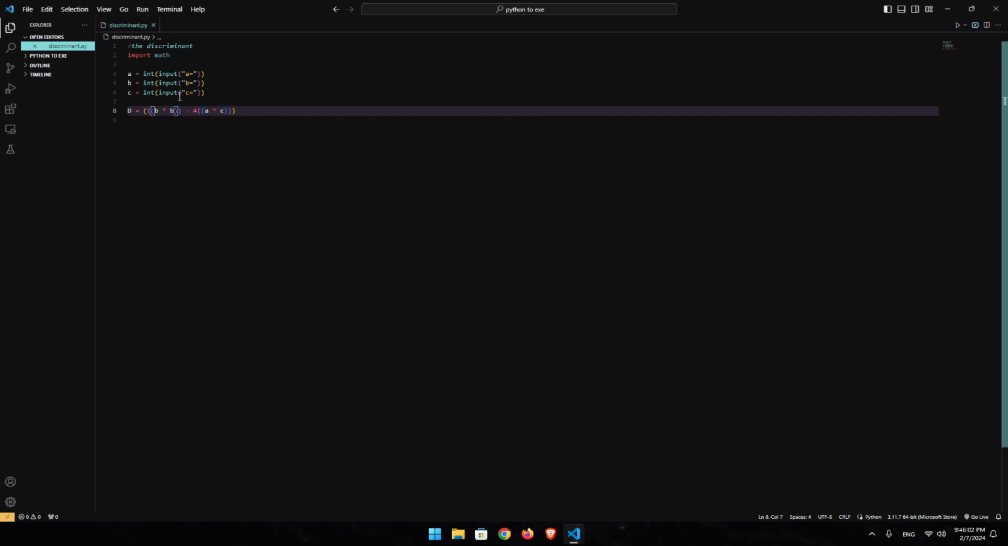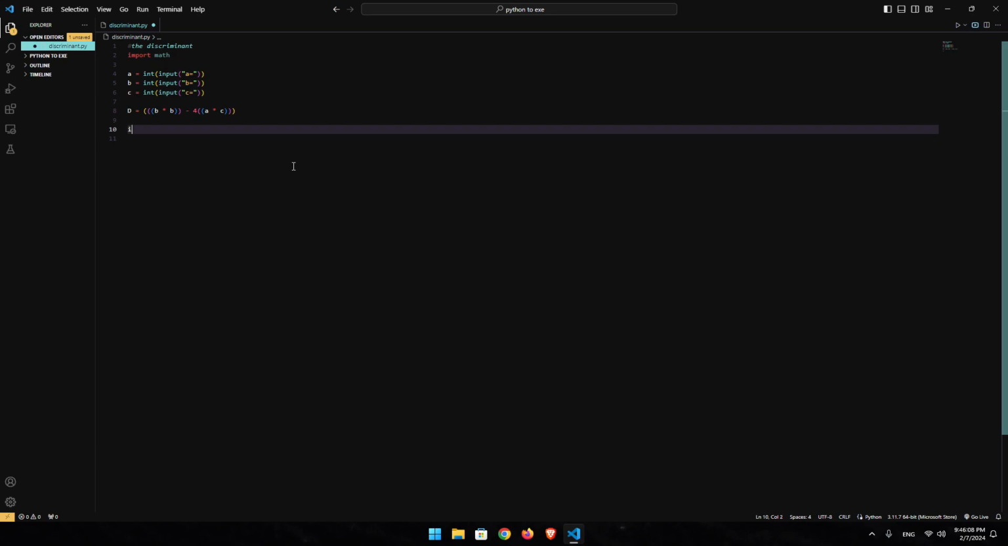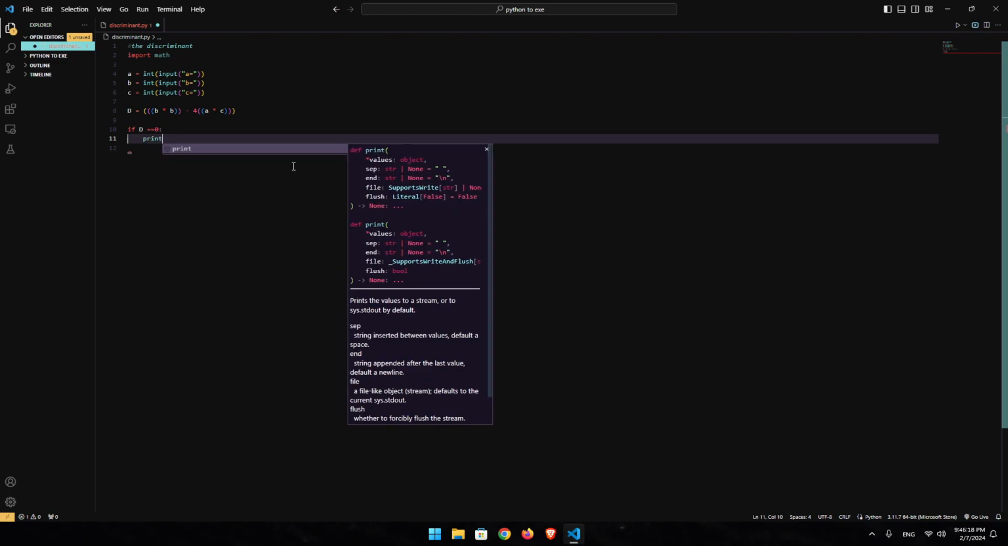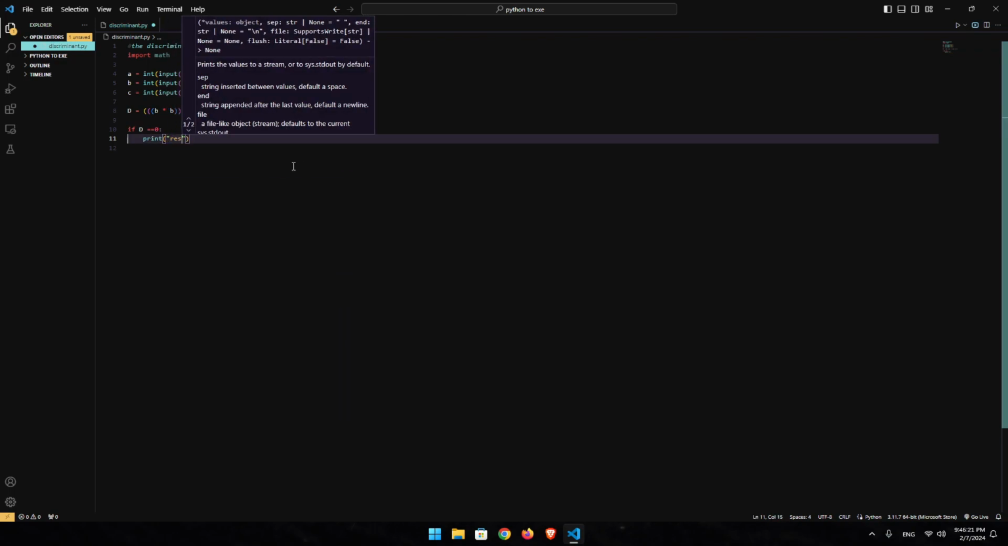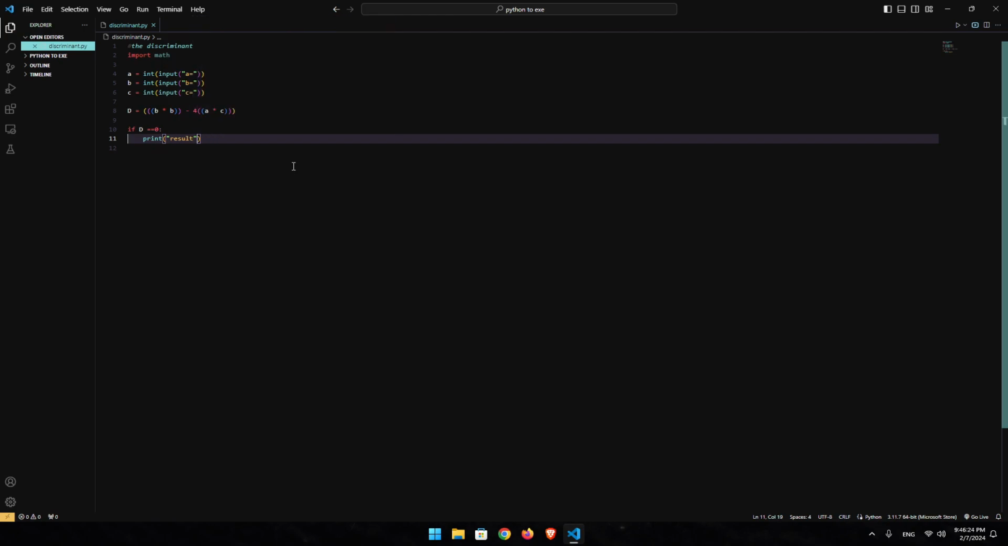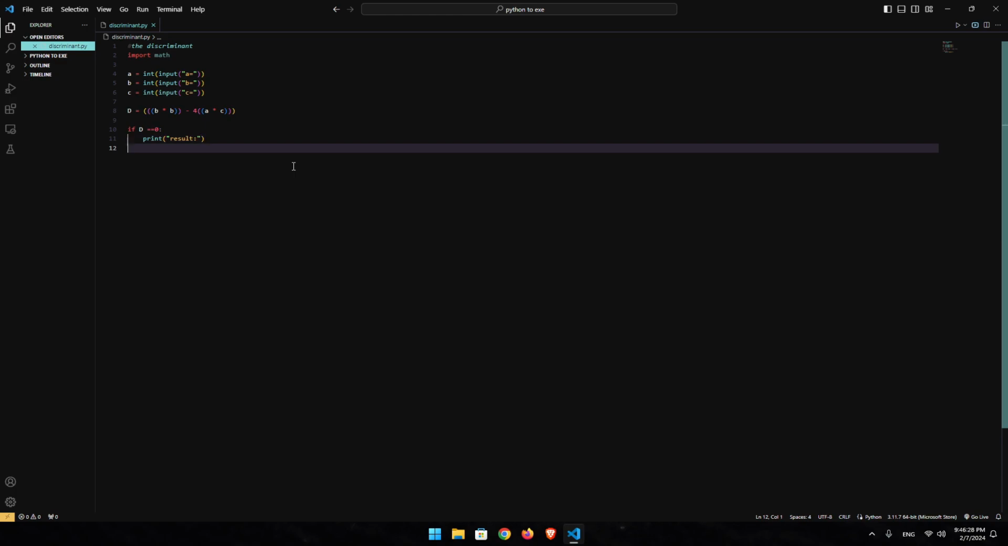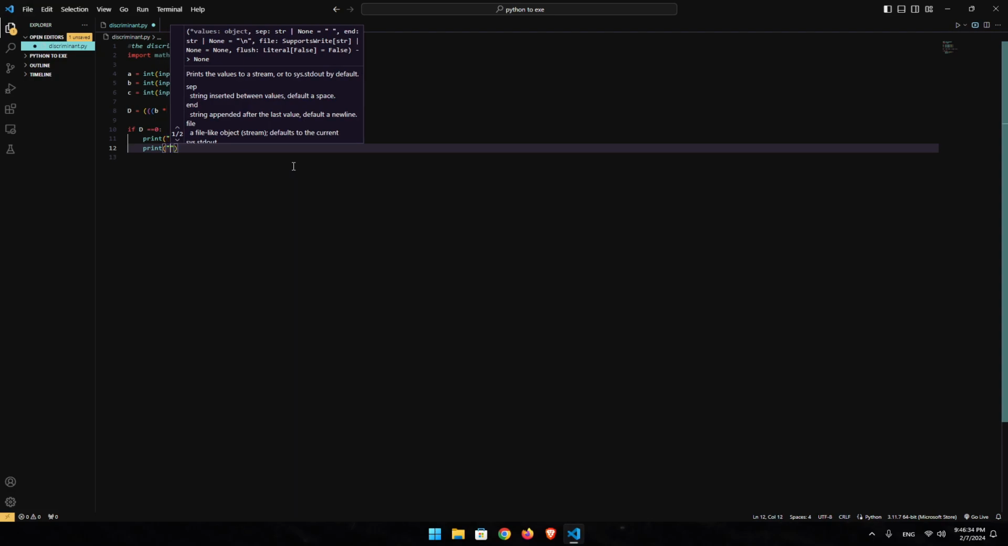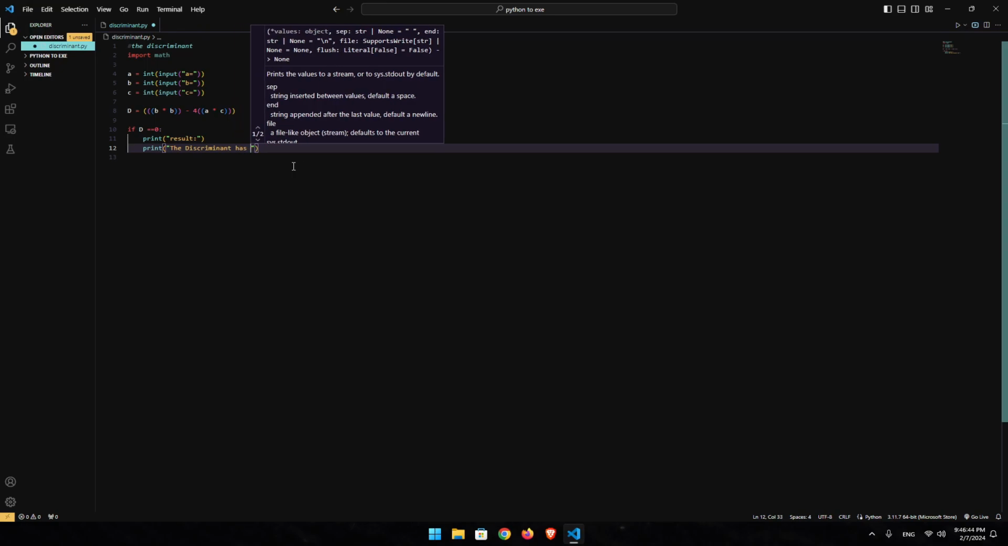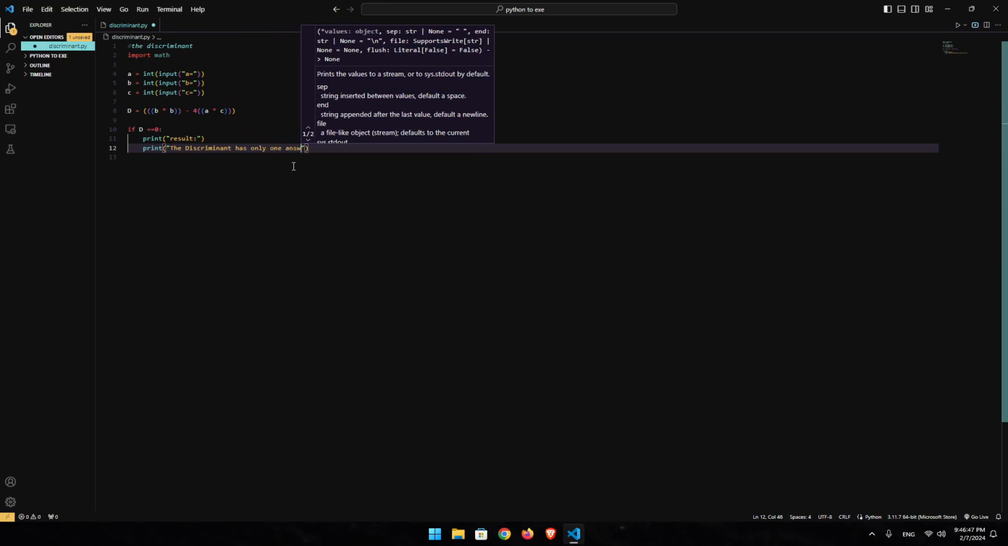So now we've done pretty much everything, and now we wanna start with if D equals 0, then we want to print result as text, and then we're gonna print the discriminant has only one answer.